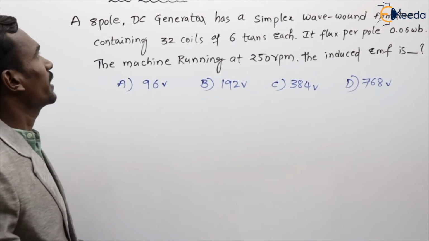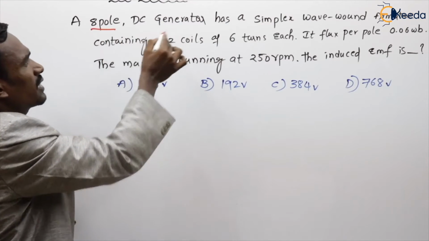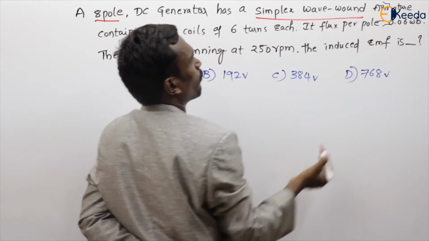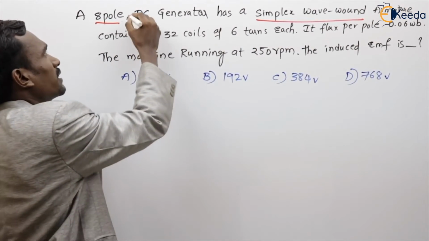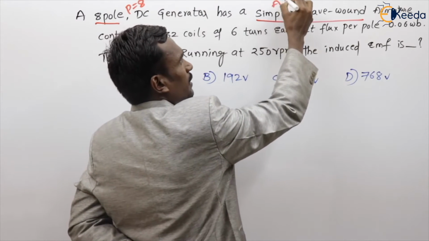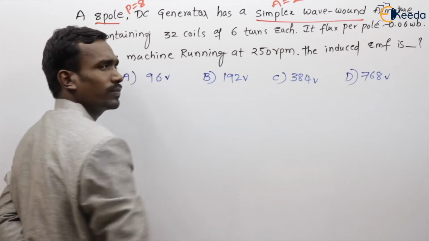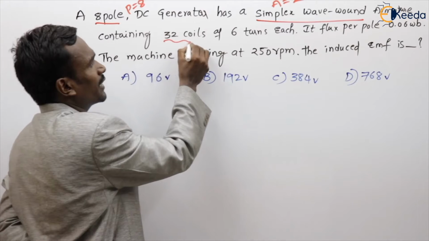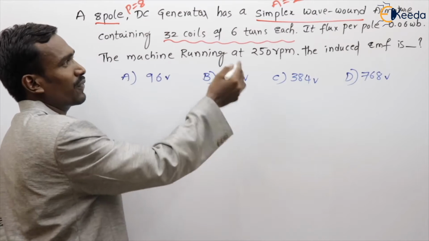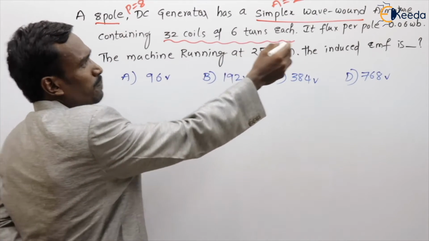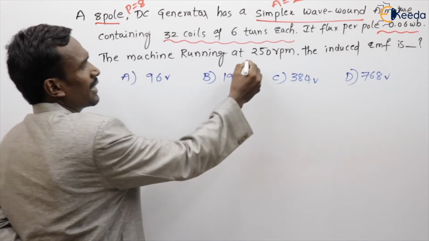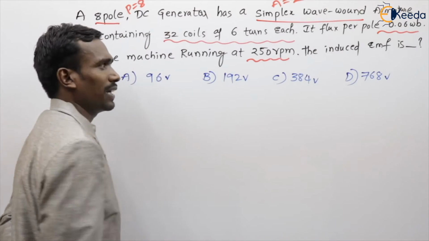Okay, next question. Let's see here. An 8-pole DC generator has simplex wave winding. P is equal to 8. Simplex wave winding, number of parallel paths is equal to 2. Containing 32 coils of each 6 turns. The flux per pole is 0.06 Webers. The machine is running at 250 RPM.